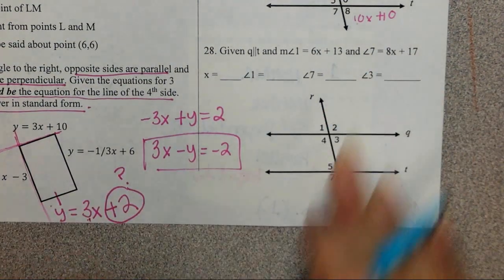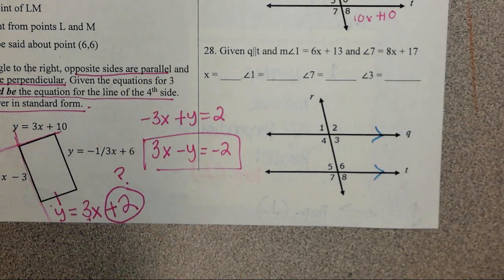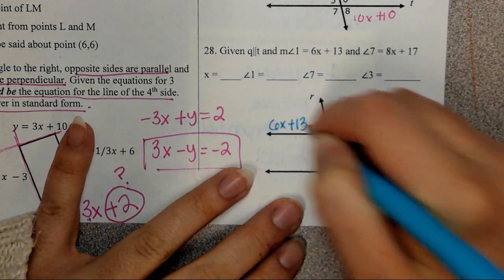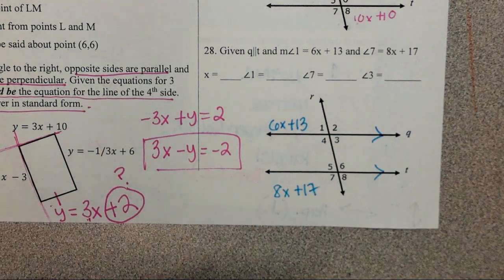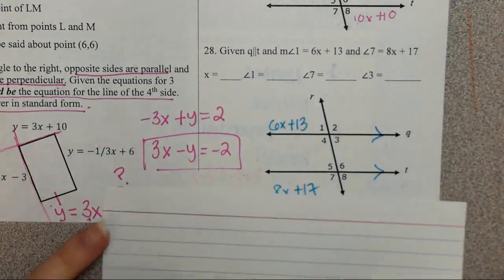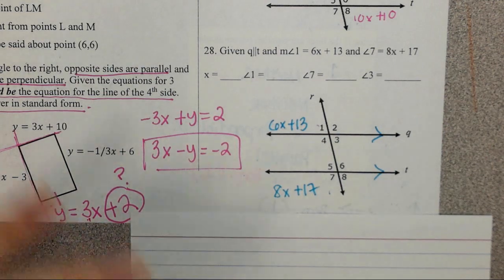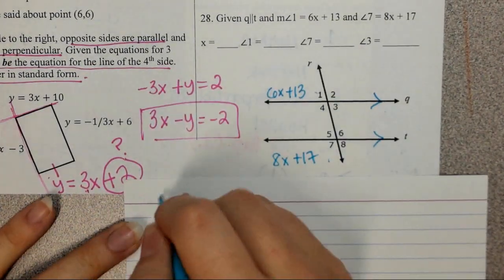Okay, last problem. So we're given that Q is parallel to T. We know that the measure of angle 1 is 6x plus 13, and 7 is 8x plus 17. I need some clean paper. Here we go. Okay. All right, 1 and 7. These are same side exterior angles, which we know to be supplementary.